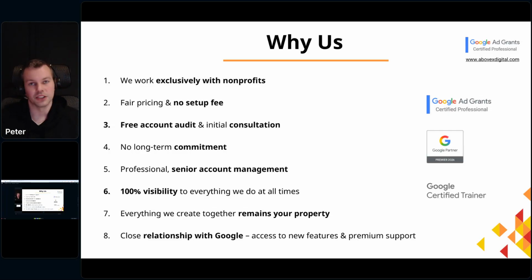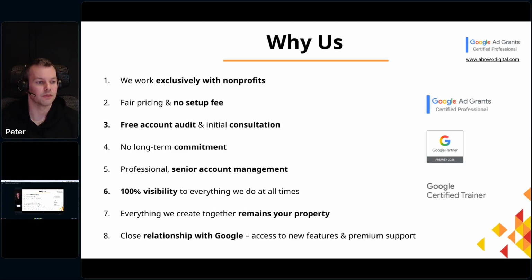And visibility and transparency. That's crucial for us. So we will create an online dashboard for you. We'll send you updates on a monthly basis, and if you're interested in more hands-on approach, we can also give you training. We can take some time and look at the campaign performance together, etc.